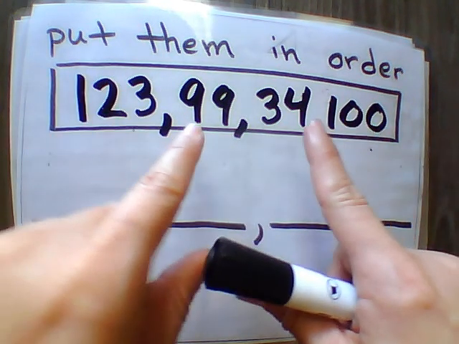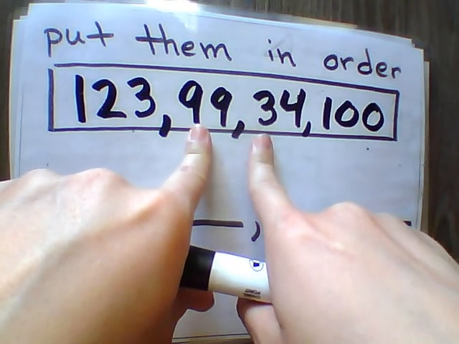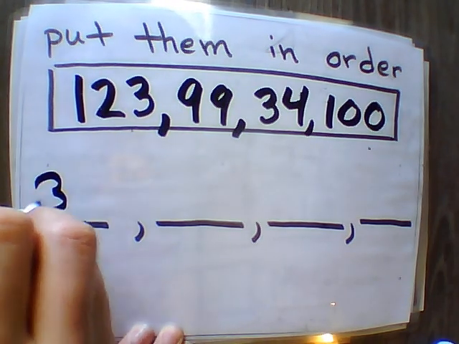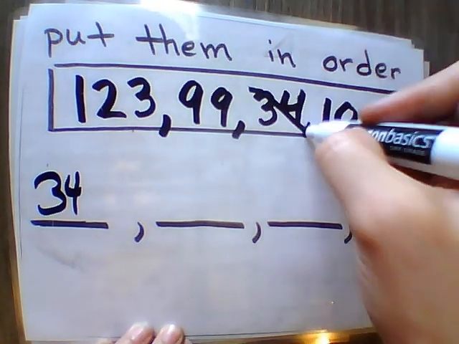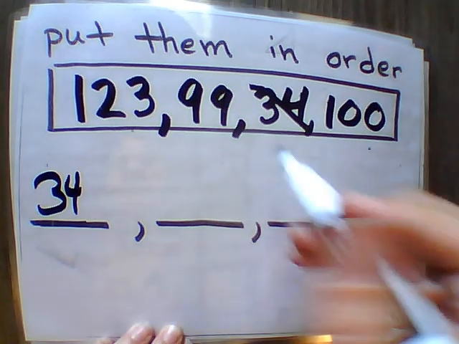So I'm going to look at my ones with the 2 digits. I see 99 has 9 10s, 34 has 3 10s, so 34 is the smaller number. Then I'll be moving to my 99 because I know that is smaller than the other 2 numbers.